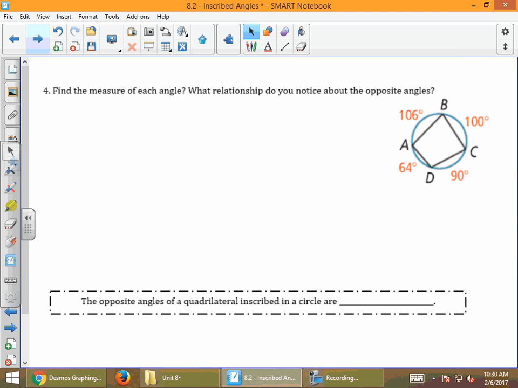Another important example in relationship with inscribed angles, we want to find the measure of each angle. And then we're going to figure out the relationship of the angles opposite of each other. So what angle do we want to find first? Doesn't matter. Okay. Let's find A. I'm going to highlight A. Again, when the angle's missing, find the arc that's in between it. Well, how can we find the measure of that arc?